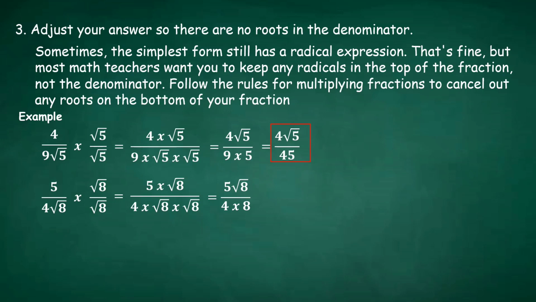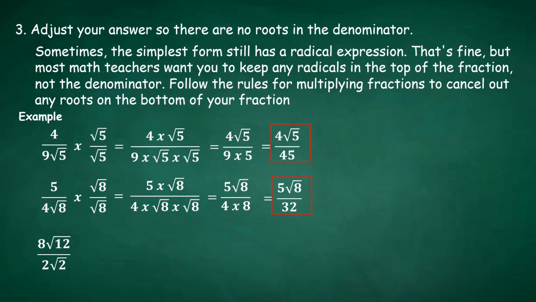4 square root of 8 times square root of 8 is equal to 4 times 8, because square root of 8 times square root of 8 is equal to 8. So simplify 5 times square root of 8 is equal to 5 square root of 8, and 4 times 8 is 32, so the answer is 5 square root of 8 over 32.